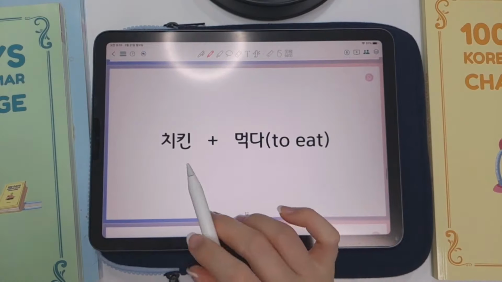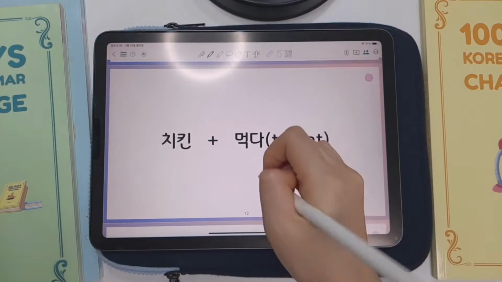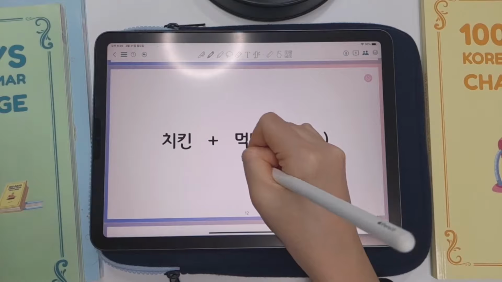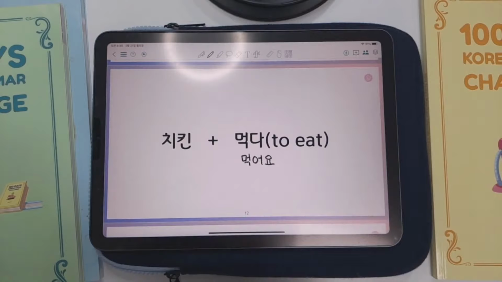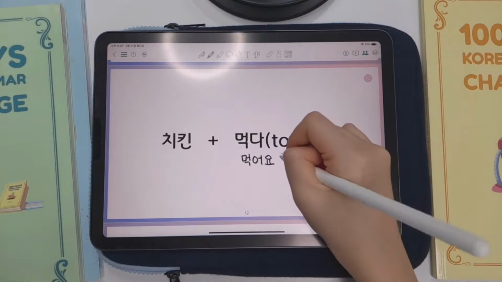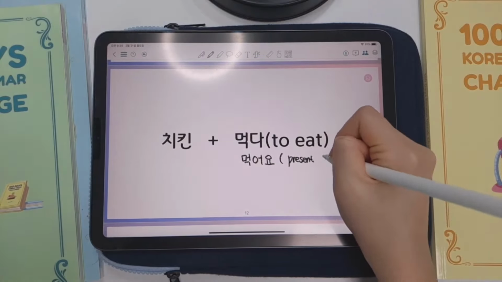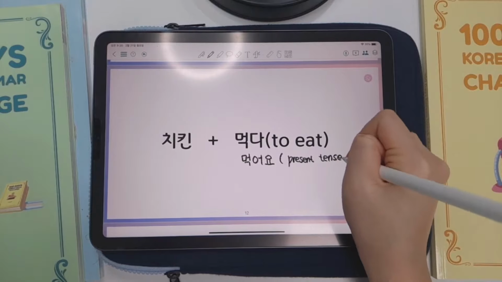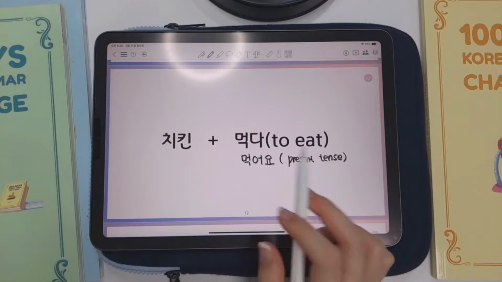Alright, and next one. 치킨 먹다. 먹다 in present tense is 먹어요. We didn't learn it yet, so let me give you the answer. 먹어요. It's the present tense. 글로시 핑크 씨 안녕하세요. I'm late, but it's okay. Are you guys writing down? 맞아요, 루지 씨. 먹다 in present tense is 먹어요.